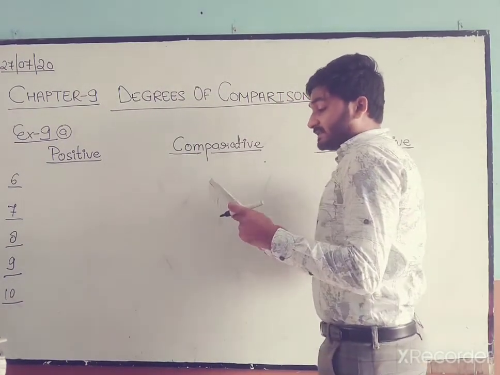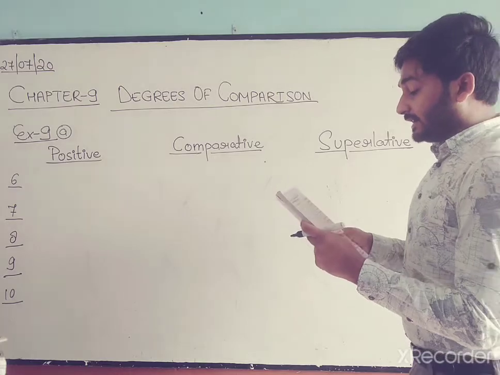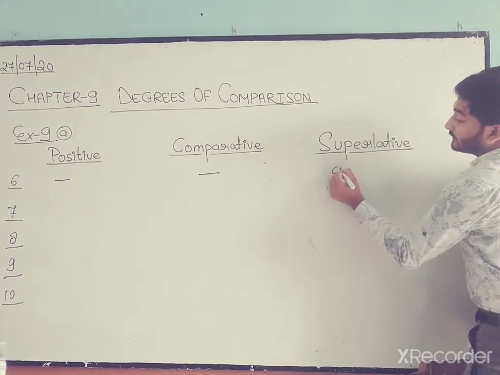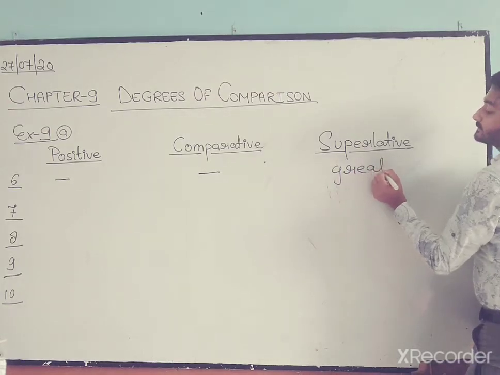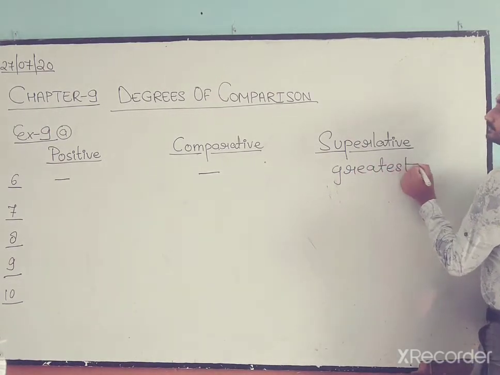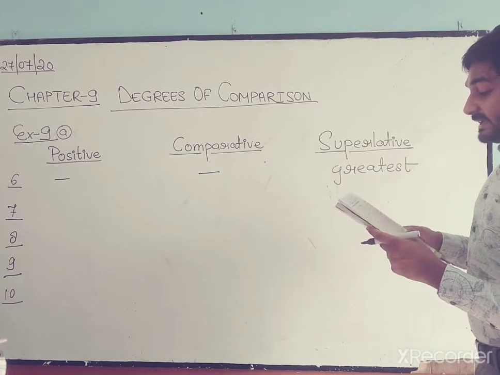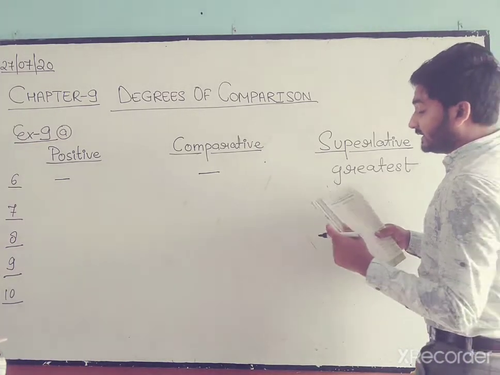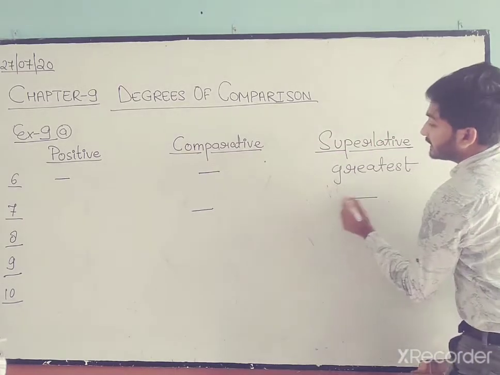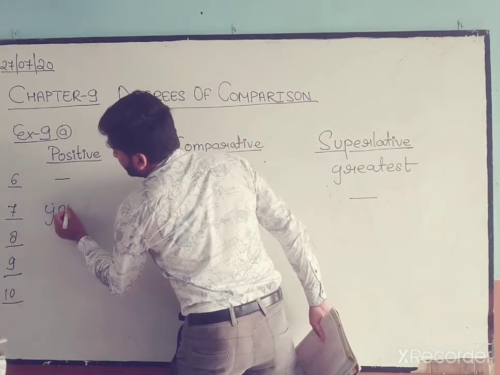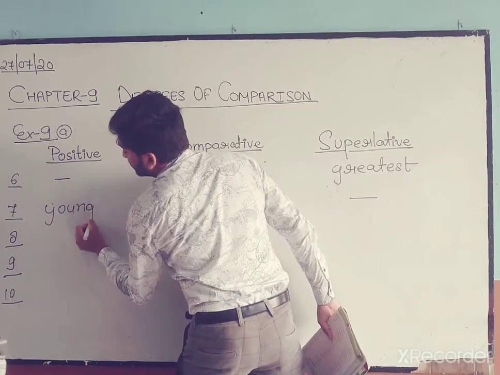Number six, we have positive and comparative. Great, greater. So what will be the superlative? It will be greatest. Yes, greatest. Next is number 7. We have comparative and superlative. Younger and youngest. So what will be the positive one? It will be young.